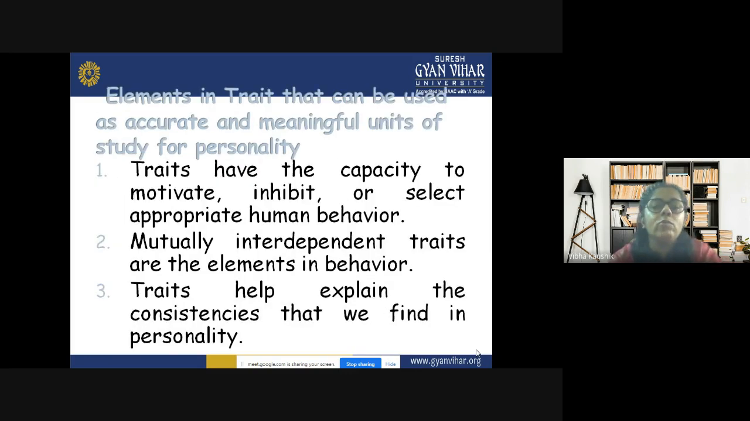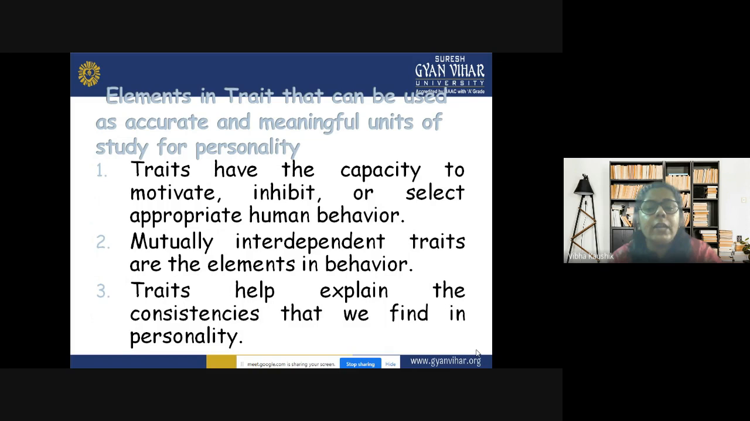Elements in trait that can be used as accurate and meaningful units of study for personality. The first one is that traits have the capacity to motivate. Means traits have the ability to motivate a particular human behavior, and they not only motivate but help us select the appropriate human behavior.